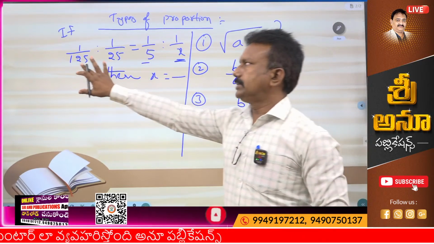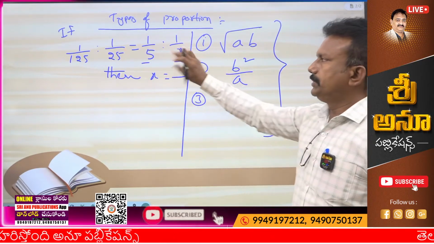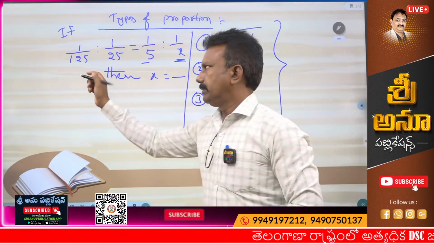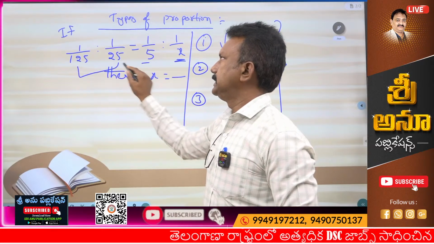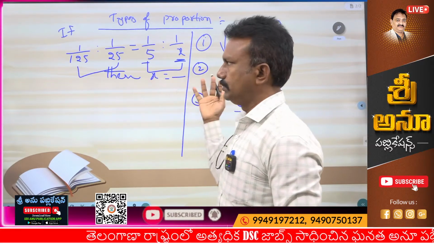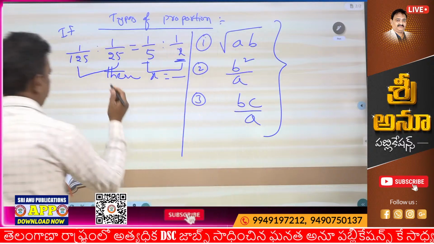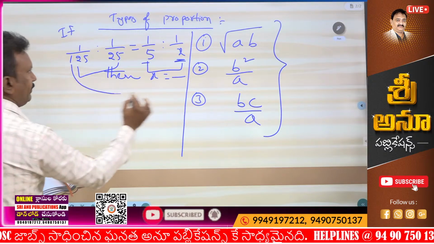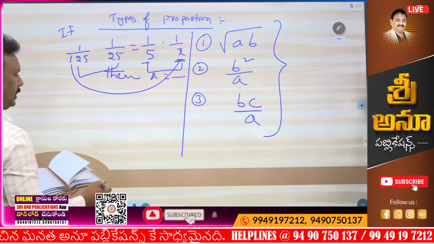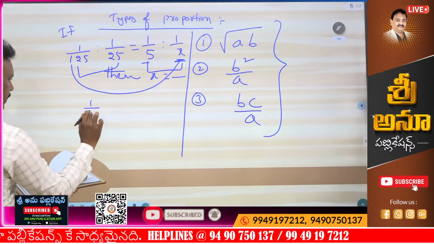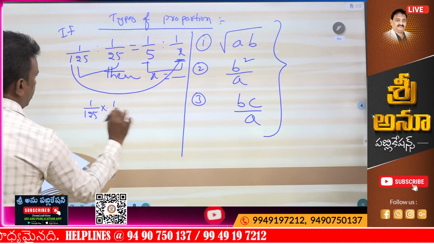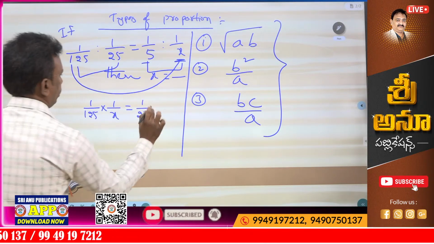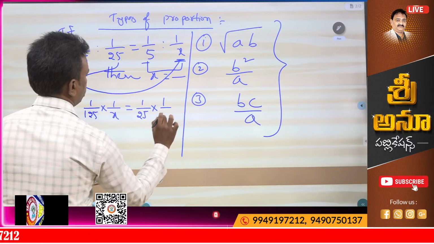So clearly, once you observe that, the given equation is in proportion, because the product of the first two is equal to the product of the next two, right? In this case we are following the direct condition of proportionality: product of extremes equals product of means. So 1 by 125 into 1 by x is equal to 1 by 25 into 1 by 5.